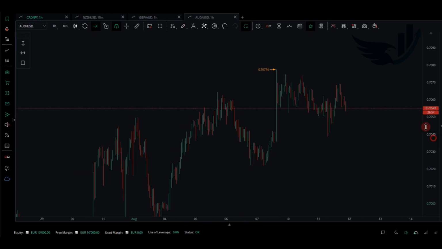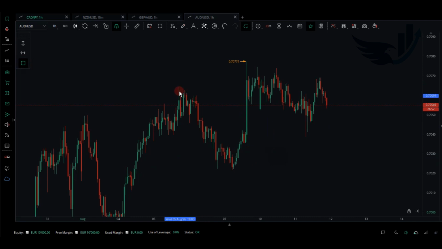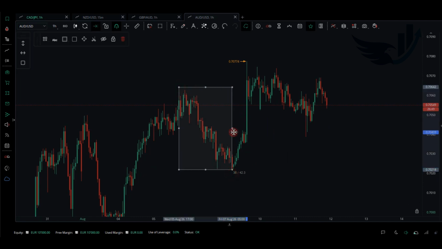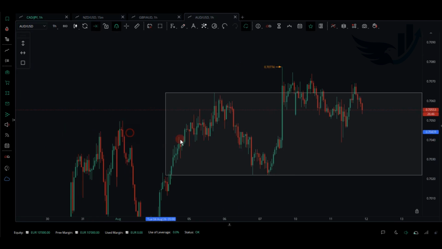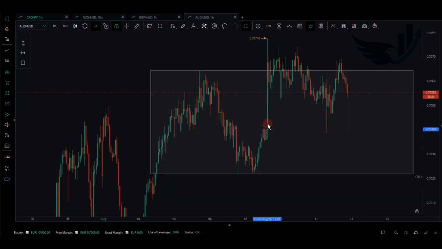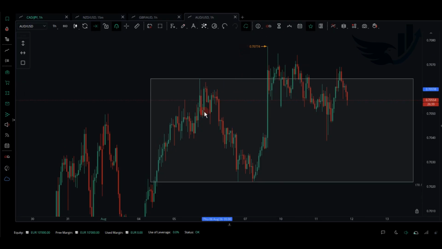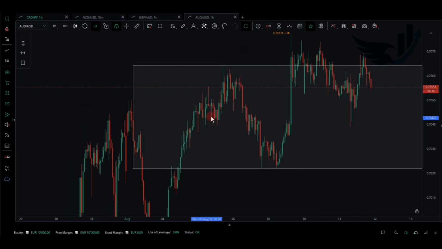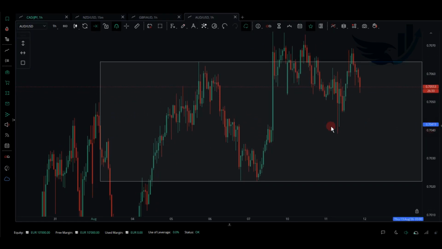So first of all, we found a very good king here, considering the weakness of the candles here, also sharp movements. So for taking the king, you have to take your box from the highest point to the lowest point, right?